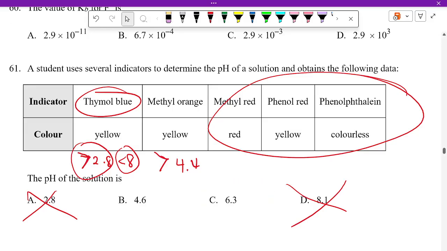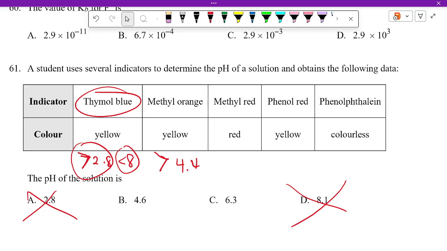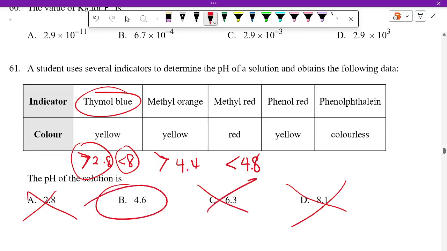Okay, sorry, I read that wrong. All right, methyl red is 4.8 to 6.0, so it is red below 4.8. Ah, there we go. So that takes that one out of the running, and it is B. So we don't need to look at phenol red or phenolphthalein. Okay, cool.